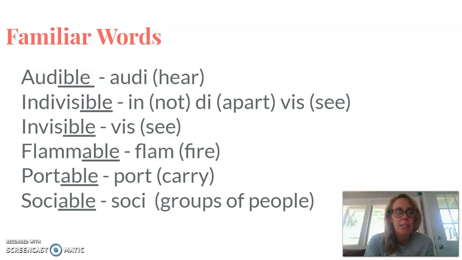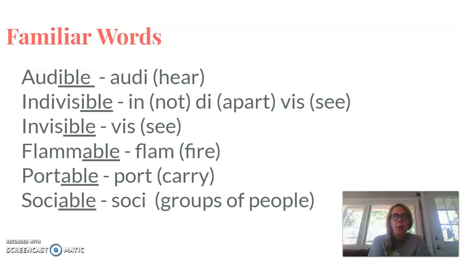The next word is indivisible. This has a few parts. We have a prefix, we have a root, and we have our suffix, ible. The prefix is in, which means not. Then we have di, which means apart, and vis, which you remember, means see. So if something is indivisible, it is not able to be divided. You may have heard this word if you've said the Pledge of Allegiance.